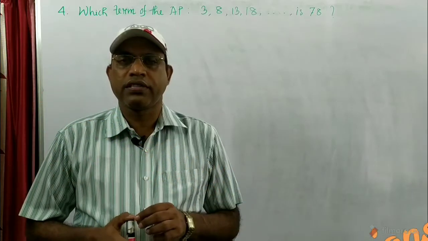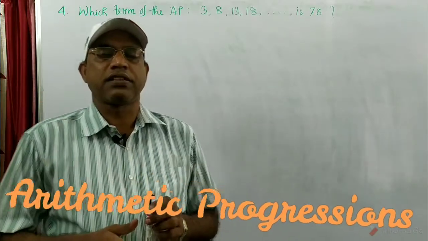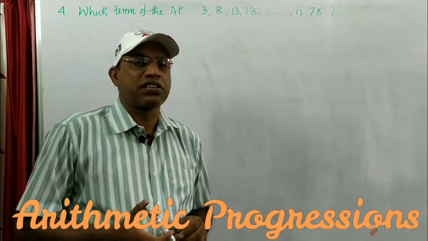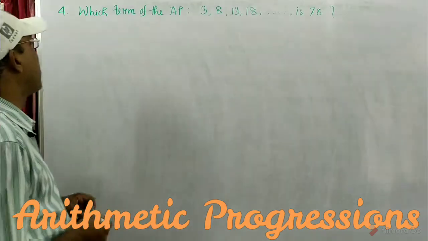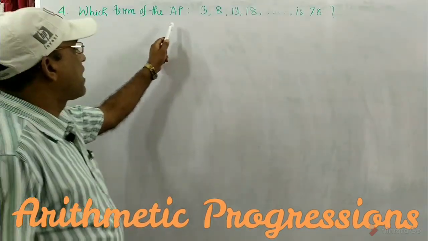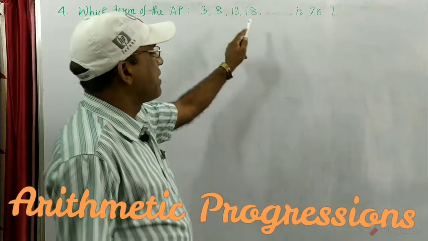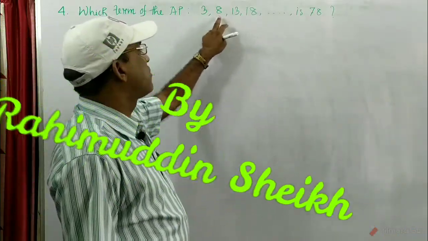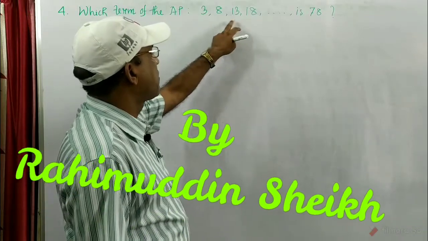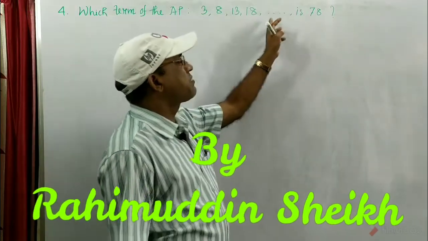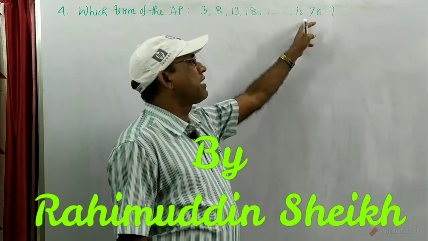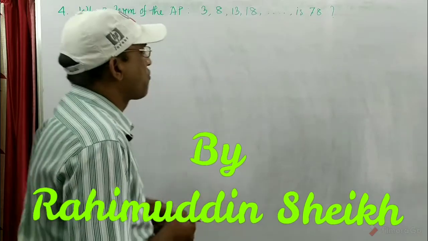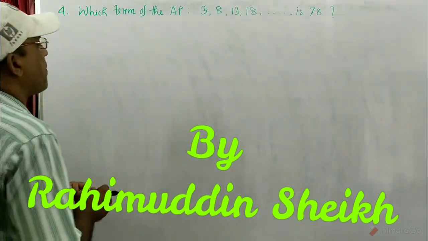Dear students, today we start exercise 5.2, problem number 4, arithmetic progression, NCERT book. The problem is: which term of the AP 3, 8, 13, 18, ... is 78? Now 8 minus 3 is 5, 13 minus 8 is 5. If we increase by 5 each time, at some point we get 78. In which term do we get 78? We want to find the value of n.